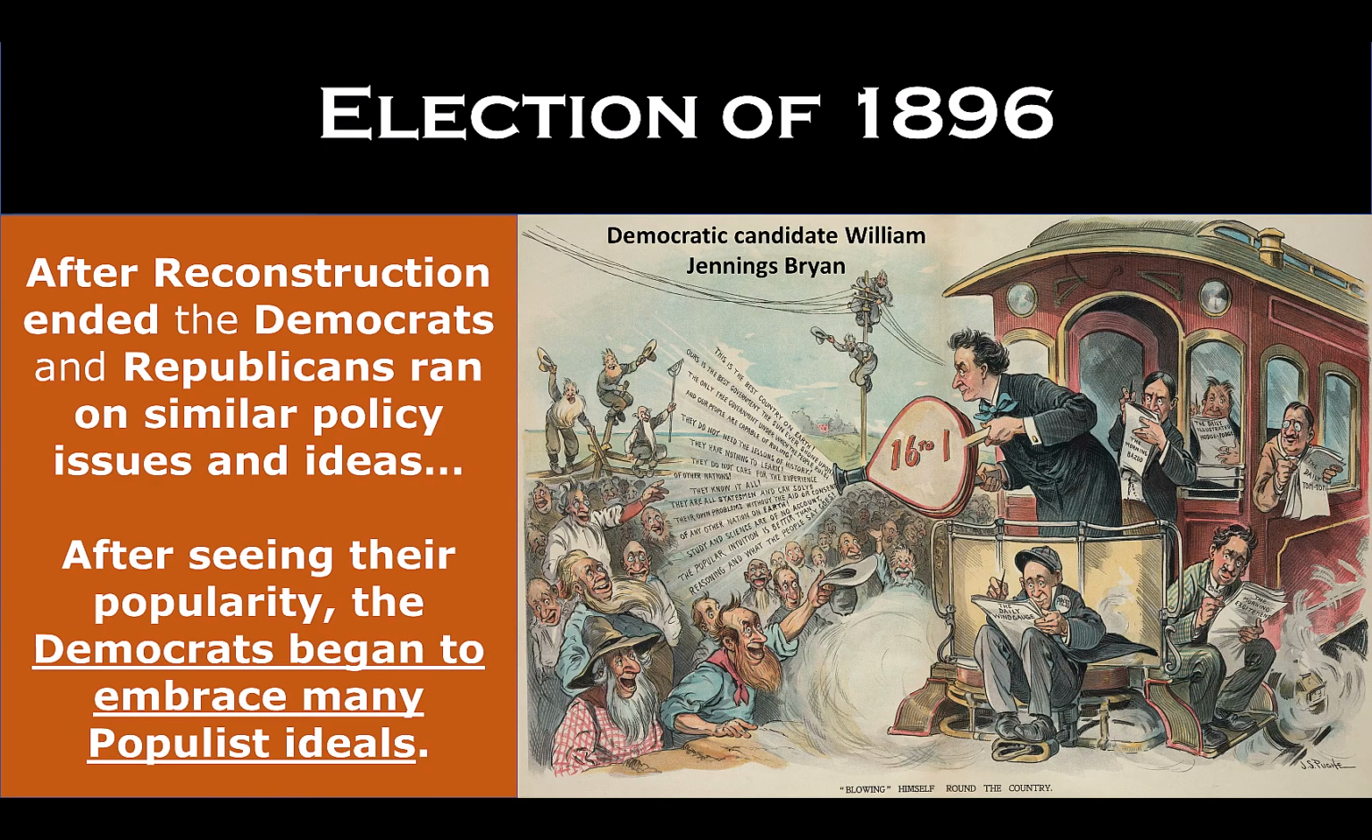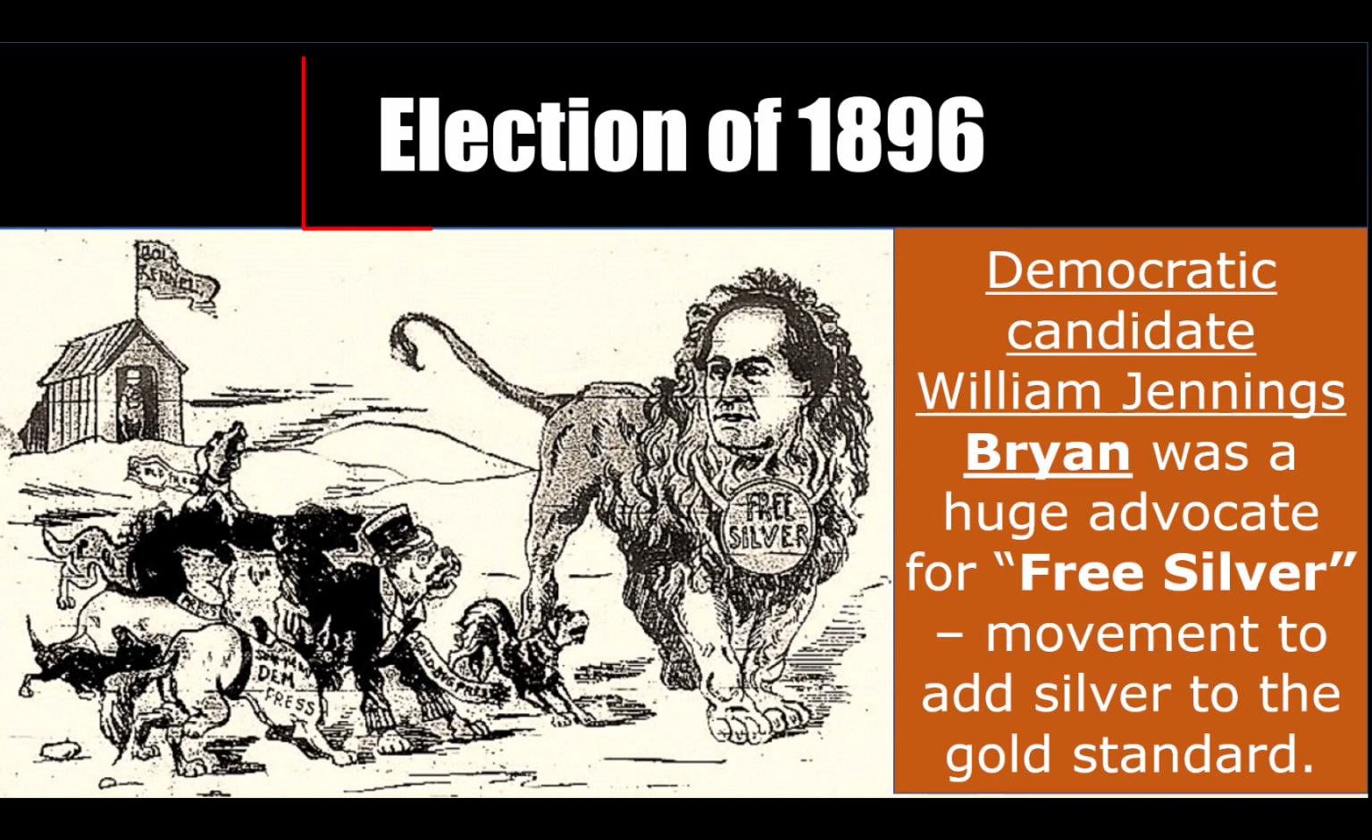One thing to remember at this time is that the Republican Party, the party of Lincoln that eventually abolished slavery, was transitioning as Reconstruction was over. Both parties had pretty similar views on the issues. However, after seeing the popularity of the populists, the Democratic Party began to adopt many of their ideas. In the election of 1896, the Democrats selected William Jennings Bryan, an outspoken advocate in the free silver movement.